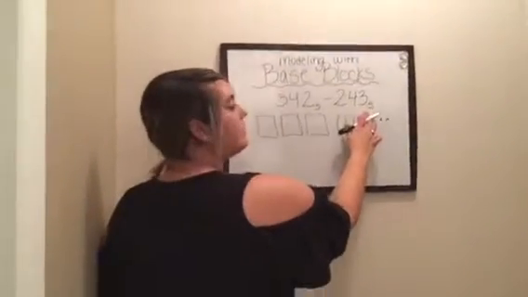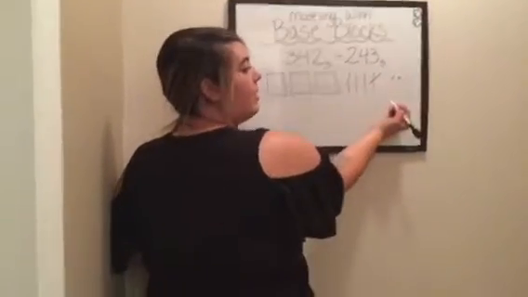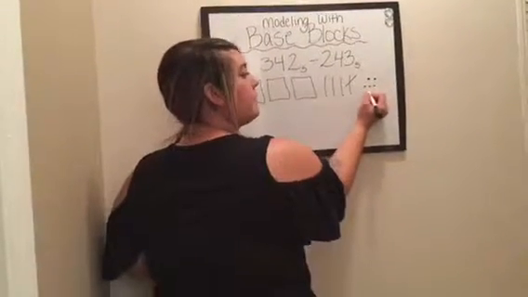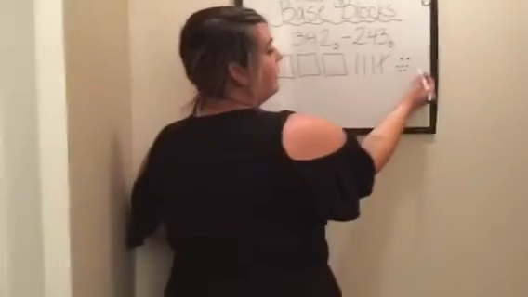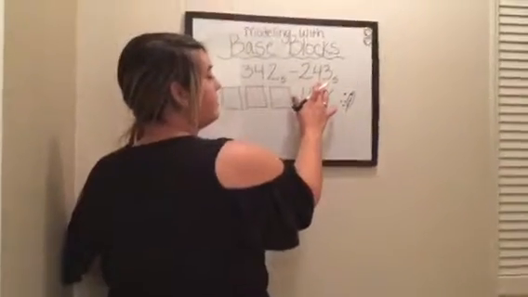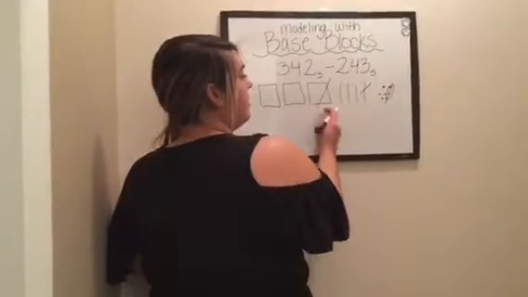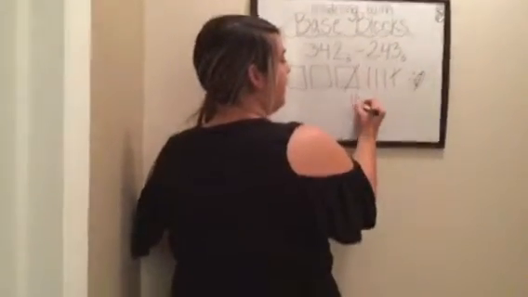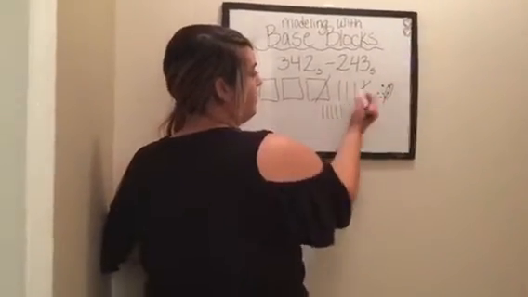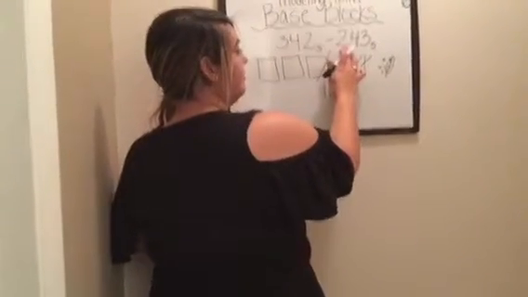So let's do the units first. 3 units. We can't subtract 3 units, so we have to break a rod apart. But since we're in base 5, this breaks into 5 units. Now we can subtract our 3. Let's move on to the rods. 4. We don't have 4 rods, so once again, we have to borrow. A flat is broken into 5 rods. Now we can subtract our 4 rods. 1, 2, 3, 4. Now we subtract 2 flats.